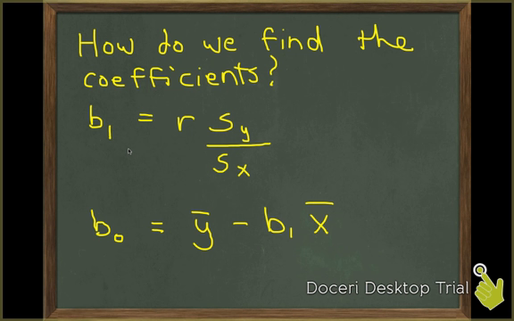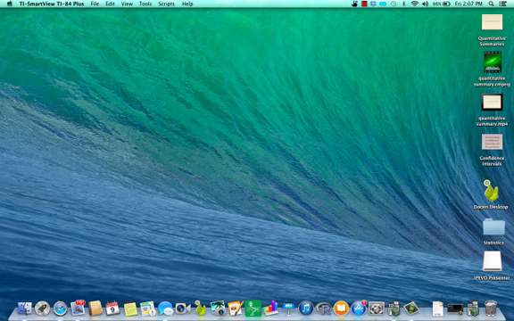We are now going to look at how to calculate the coefficients. The values we're going to need are the value of r, which I will provide in this problem, the standard deviation of the y values, the standard deviation of the x values, the mean of the y values, and the mean of the x values. To find those values, we're just going to use our calculator.